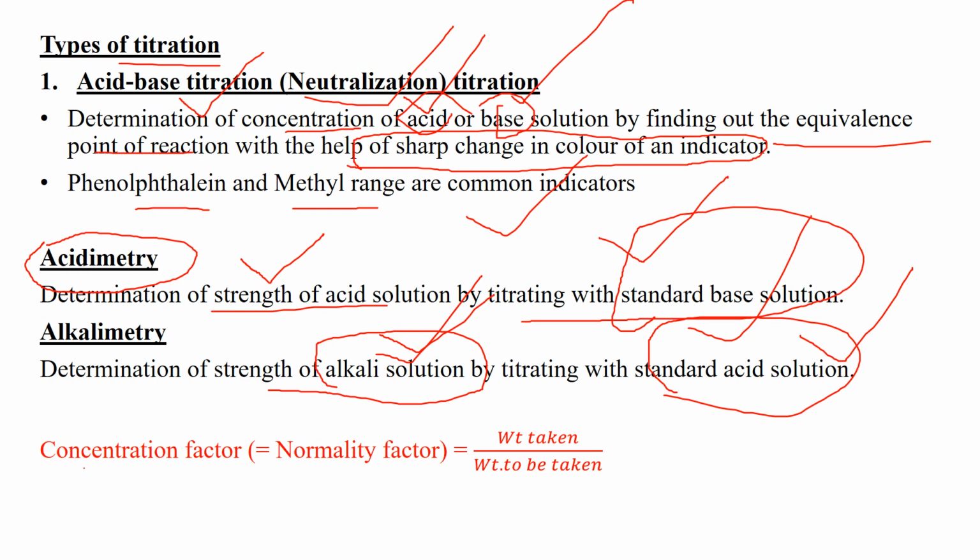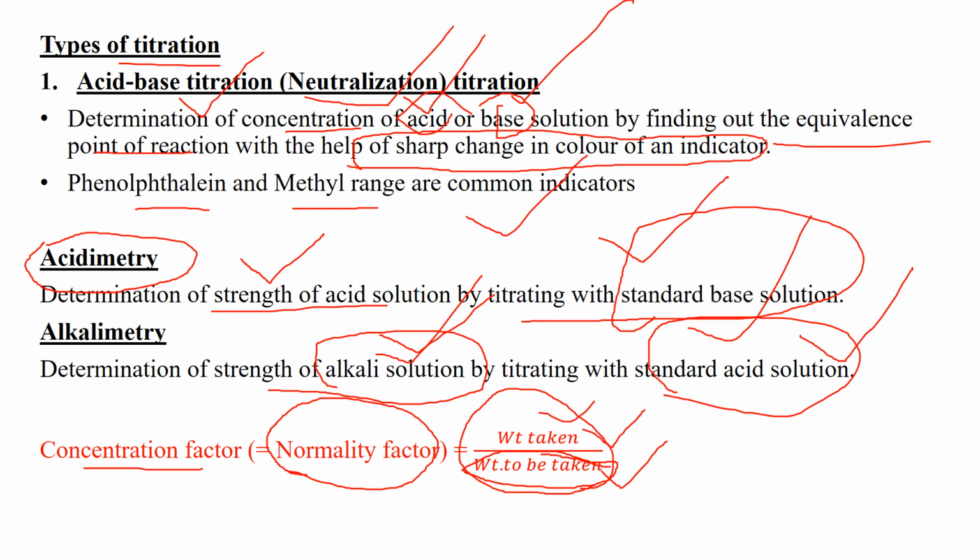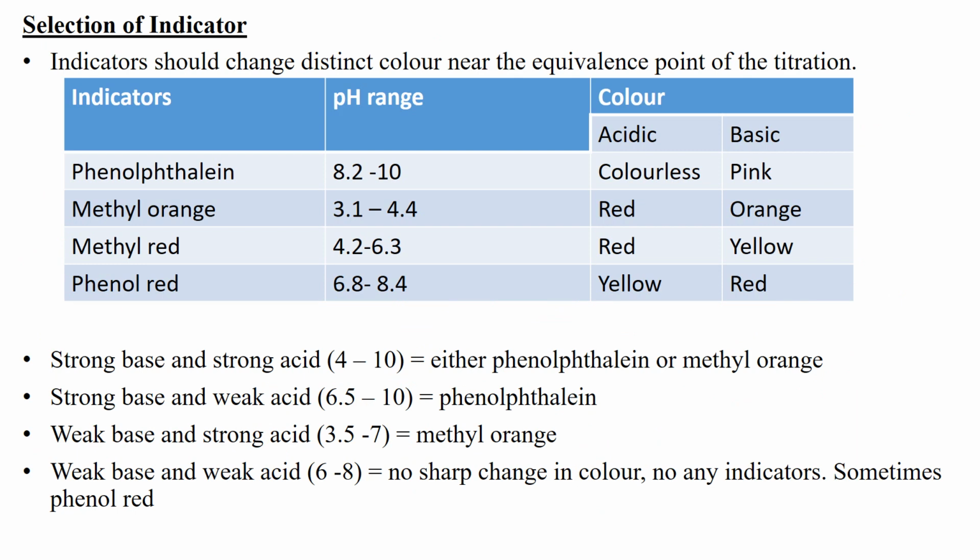Here is the concentration factor. It is also known as the normality factor. It is the ratio of the weight taken divided by the weight to be taken. Weight to be taken is also known as the theoretical weight. So weight taken divided by weight to be taken is known as the concentration factor or normality factor. It is simply a ratio.